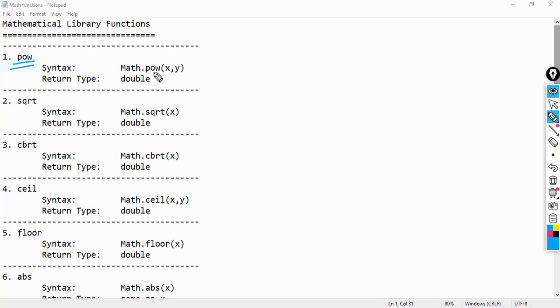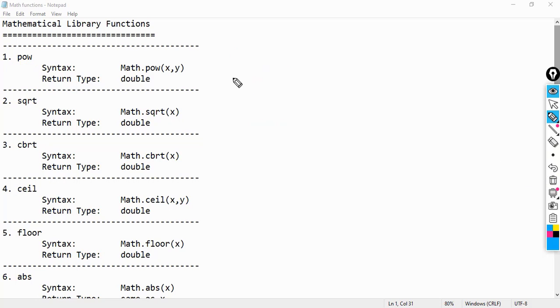Before we discuss the functions, let me tell you that all these functions are present inside the math class, and all the functions that we are going to use here are static functions. That is the reason why we can directly call the functions without creating an object, just by writing the class name followed by dot function name. It is possible only because the functions are static in the math class.